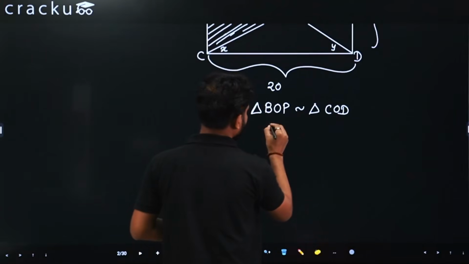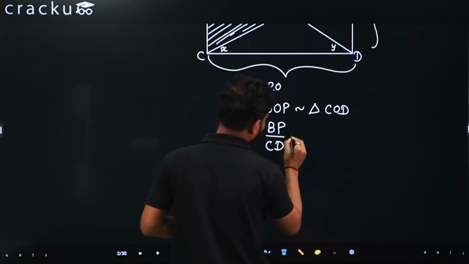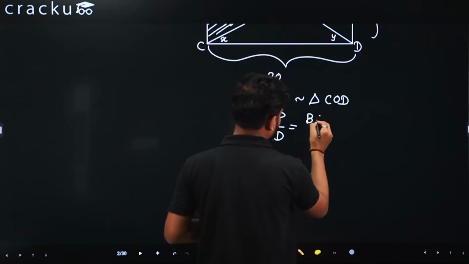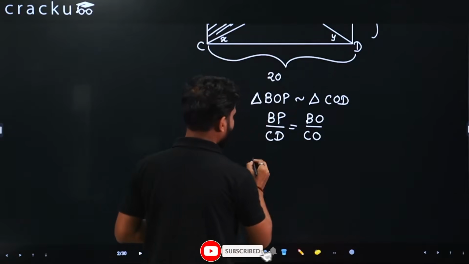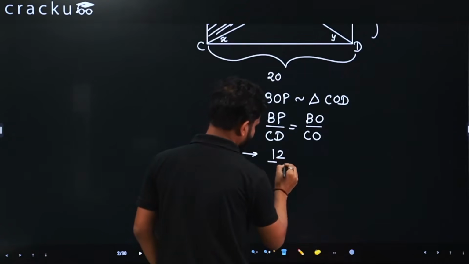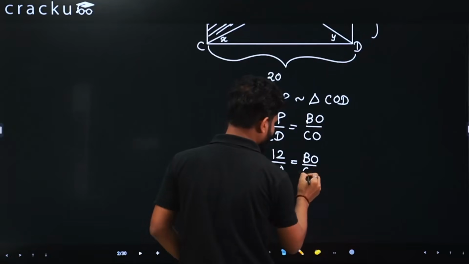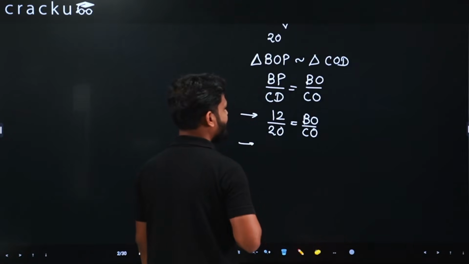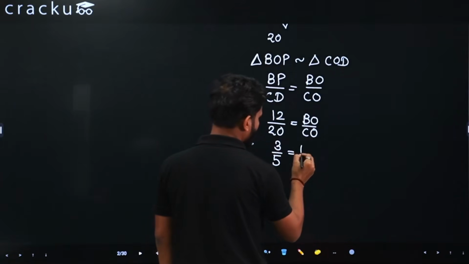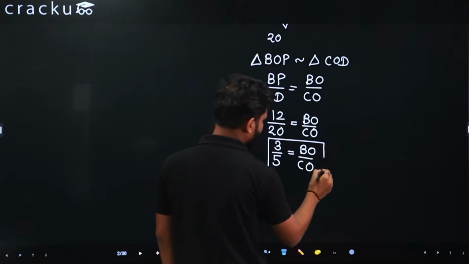So we can say BP upon CD is equal to, we can say, BO upon CO, right? So BP upon CD is what? BP is 12, CD is 20, equal to BO upon CO. Correct? So 12 by 20 is what? 12 by 20 is 3 by 5. So BO upon CO we got 3 upon 5. Correct? Till here we got.